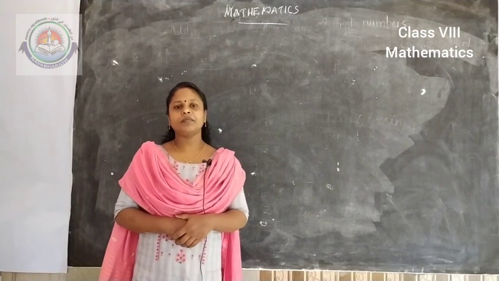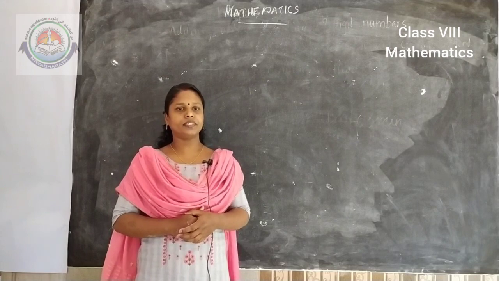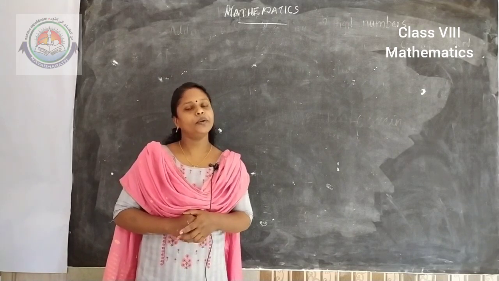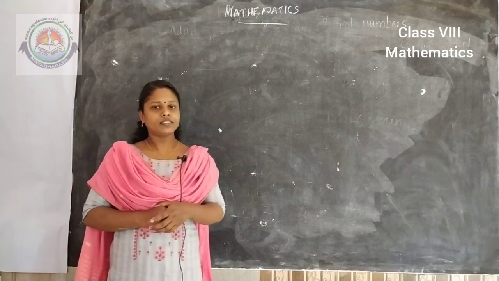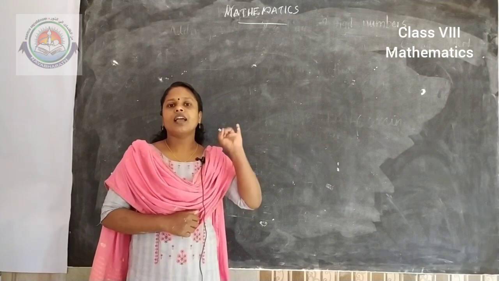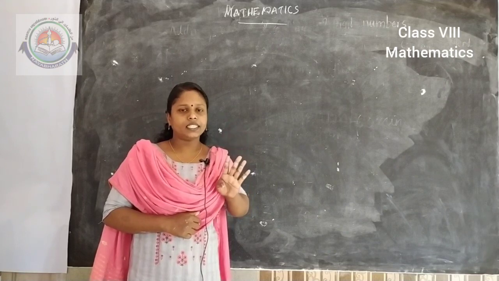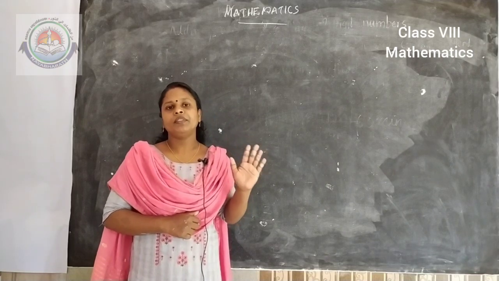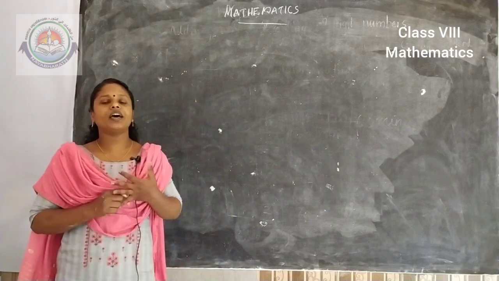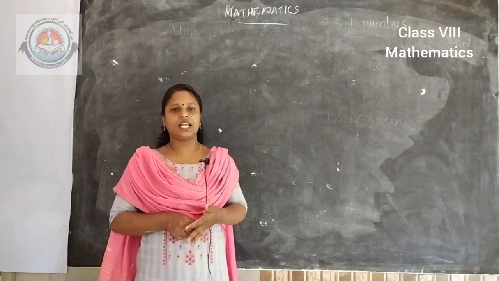Good morning, children. In the last class, we discussed some properties of rational numbers, that is, properties of addition of rational numbers. Do you know which are the properties? Which was our first property? First property is closure property. Then commutative property, associative property, additive identity, and additive inverse. These 5 properties we have discussed in our last class. And today we are going to discuss properties of subtraction of rational numbers.